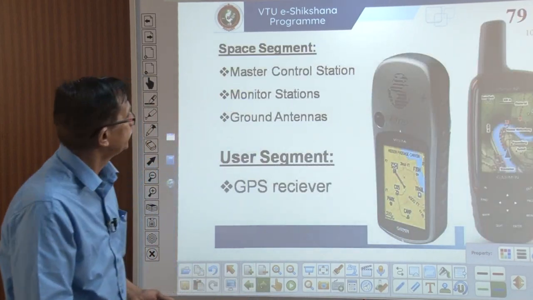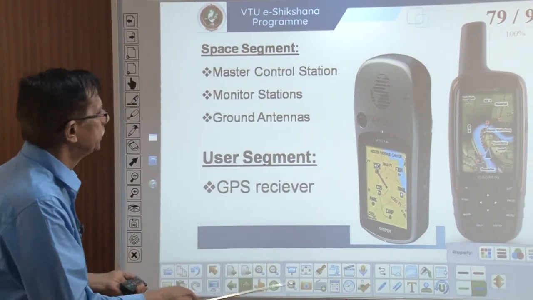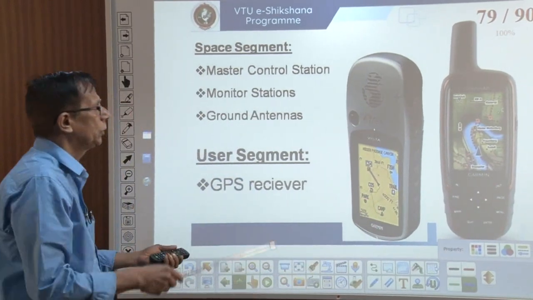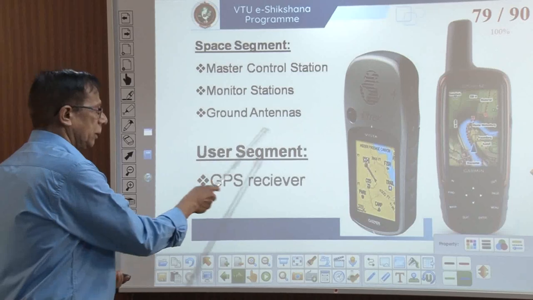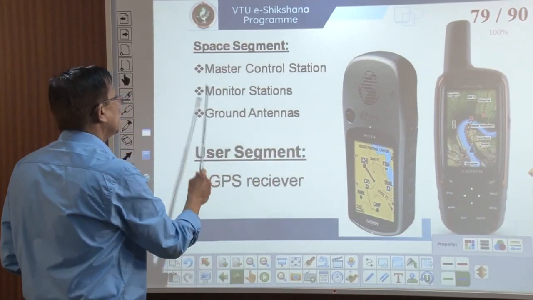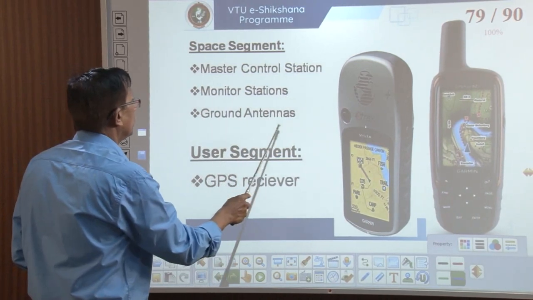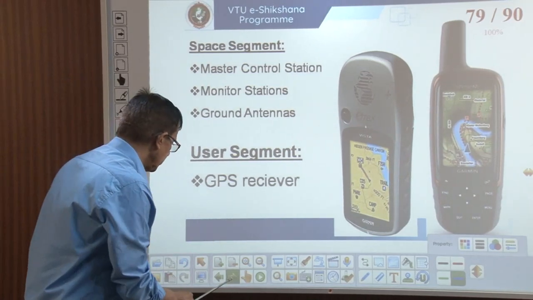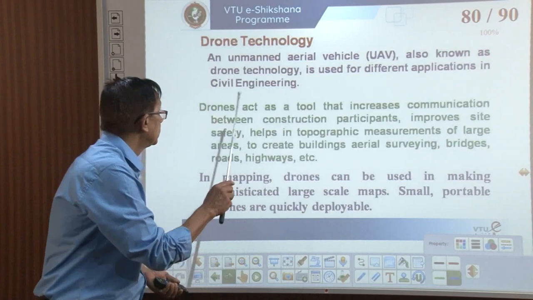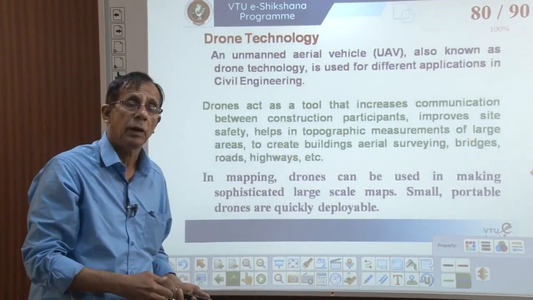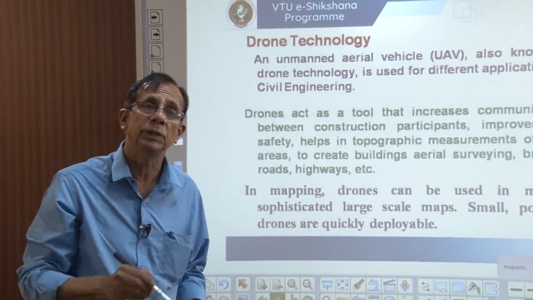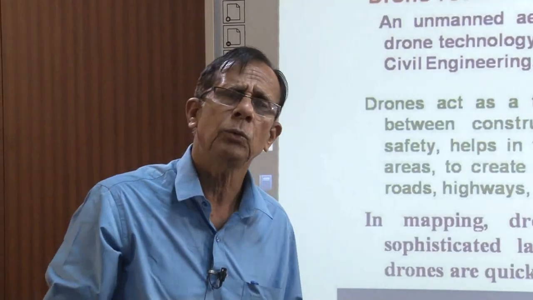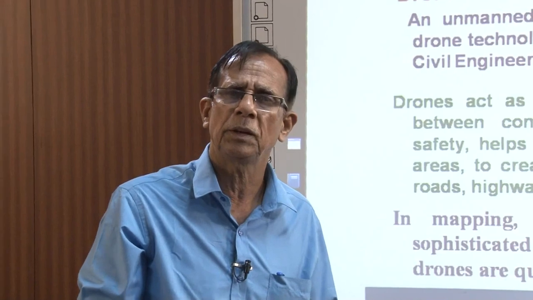Friends, these are some different GPS models, and how to use them depends on the instrument make that is available. We have the master control station on the ground, monitor stations, ground antenna, all those we have. These are the different space components, and the GPS receiver is the user segment. These are simple GPS, and how best we can make use of this GPS and GIS, we can use them in drone or satellite image applications.